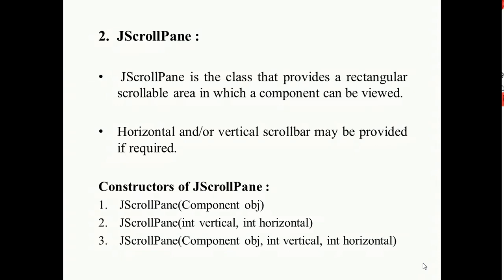Second constructor is JScrollPane having two parameters, int vertical and int horizontal. The int vertical and int horizontal are the integer values for the vertical and horizontal scroll bars. The third constructor is JScrollPane having three parameters, component object, int vertical and int horizontal. The component object represents the reference to the component, and int vertical and int horizontal are the integer values for the vertical and horizontal scroll bars. These three are the constructors of the JScrollPane.